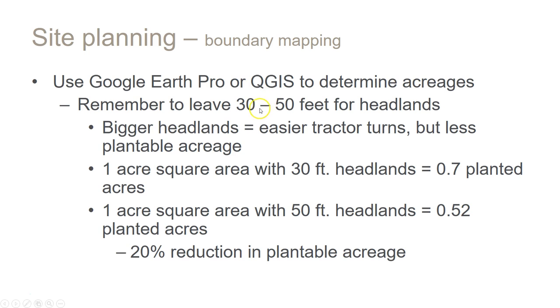And then you'll start mapping out the plantable area, remembering to leave headlands. So remember, we have to turn at the end of rows with tractors. So generally we say we leave about 30 to 50 feet of headlands. 50 feet is a much easier headland to manage, but if we really need to use the space, we can go down to 30 feet and do okay. But you can see here there's actually quite a big reduction in plantable acreage if we move from 50 feet to 30 feet. There's a 50% reduction when we go into the 50-foot headland.